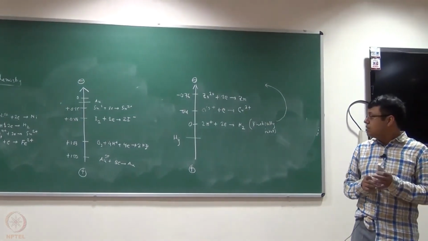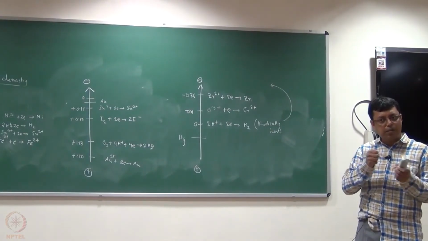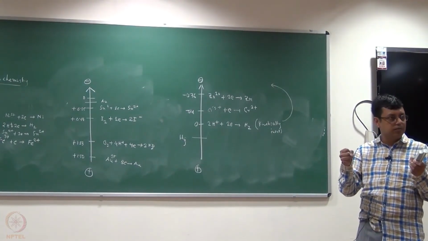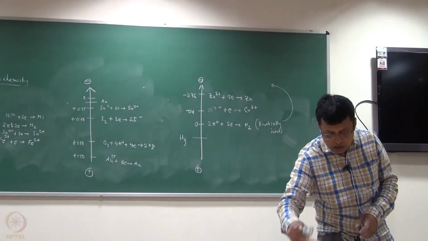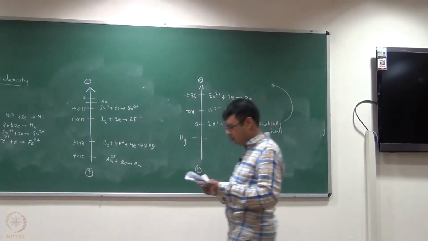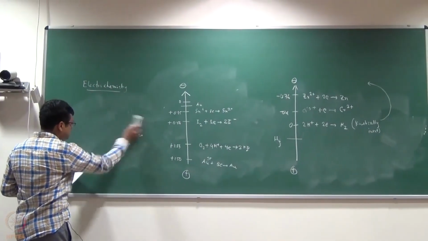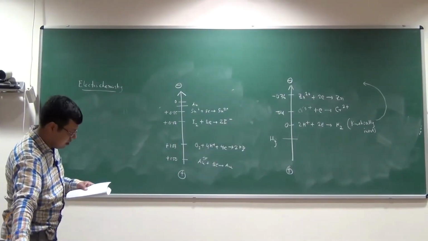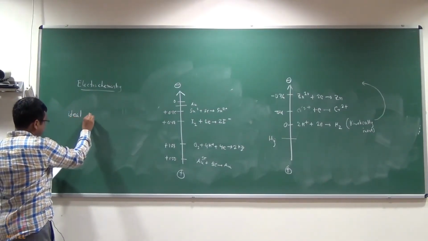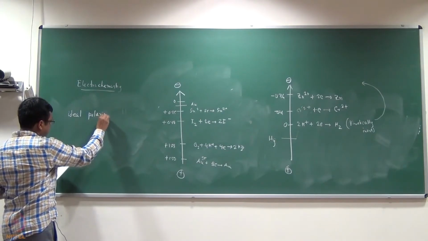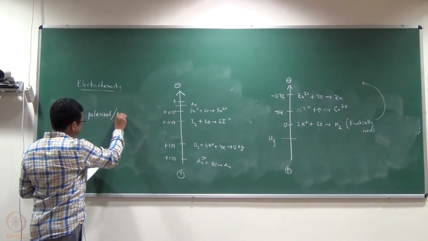Now the question is, as I just told you, that there could be a long range where I am applying the potential but no current is flowing. And that basically dictates the polarizability of the metal. So we have a term here. It's called an ideal polarizable electrode.